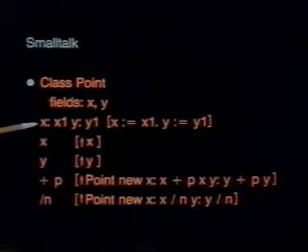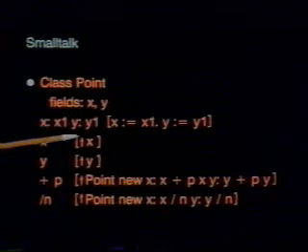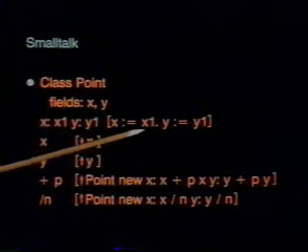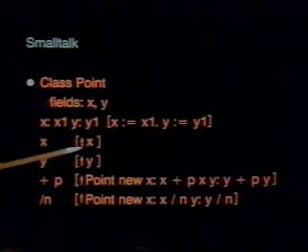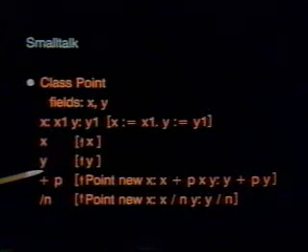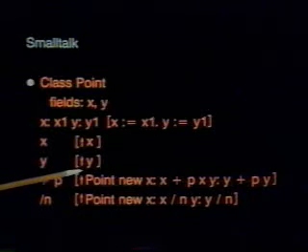So this first one is X colon Y colon, which allows you to store into the variables inside of the point with a new X and Y coordinate. If you send a point the message X, then it will return its X value. If you send it the message Y, it will return its Y value.